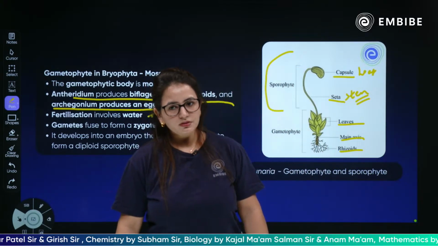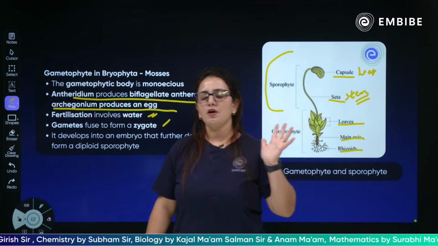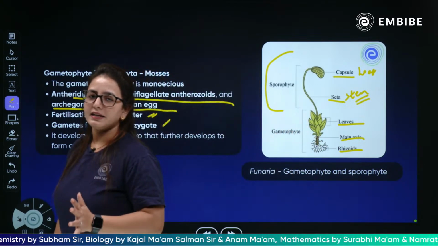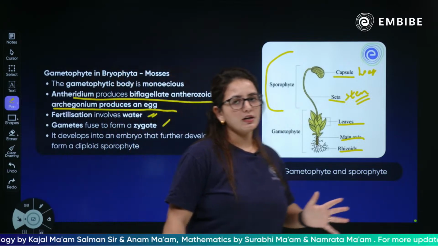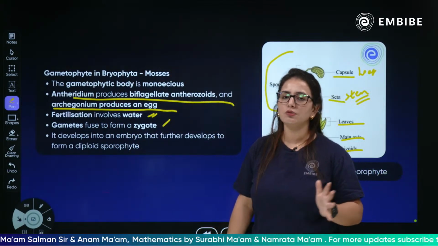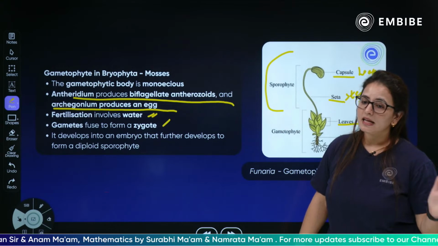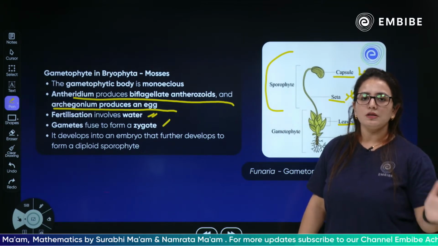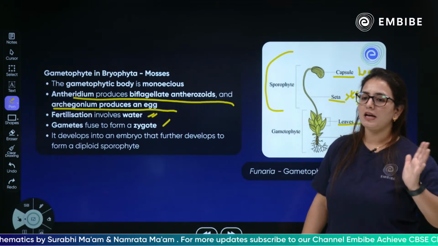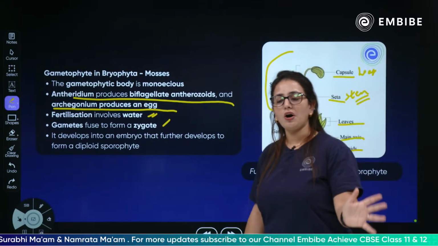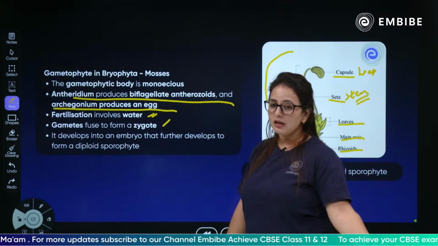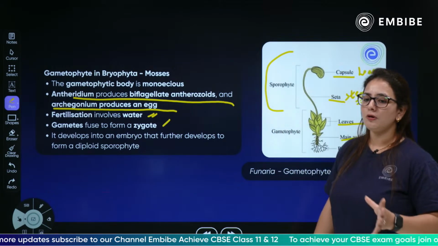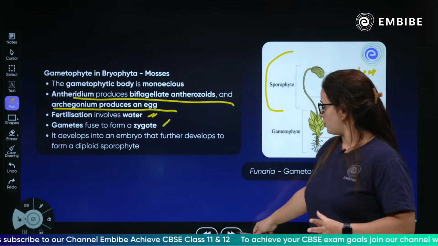Clear? So this is about the Bryophyta, children. In the Bryophyta, fertilization is through water and zygote formation leads to the formation of the diploid zygote, and the diploid zygote will convert into a sporophyte. A sporophyte will have foot, seta and capsule, and the gametophyte is also present.